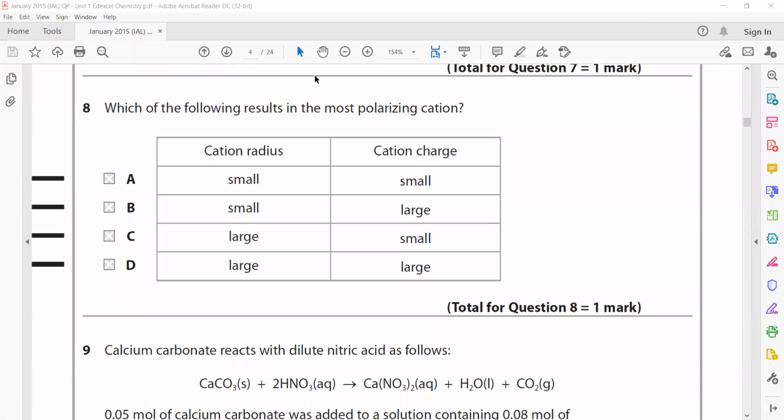Which of the following has the most polarization? For most polarization, the size of the positive ion should be as small as possible, and the charge on the positive ion should be as large as possible, so that it can cause a greater distortion. So size should be small and the charge of the cation should be larger, so it can cause a greater distortion to an anion.